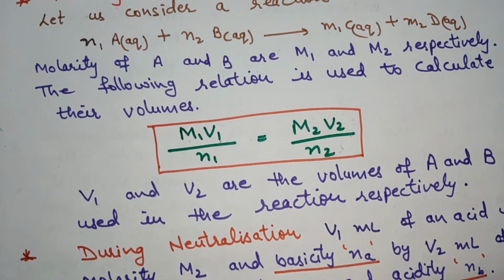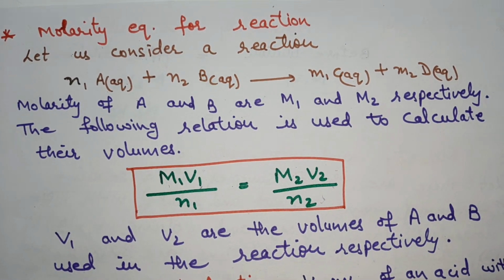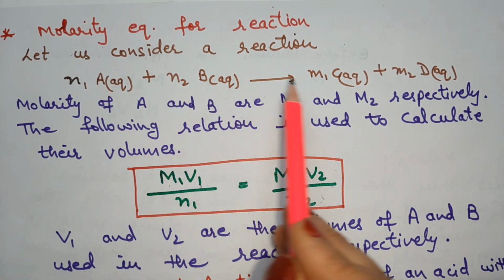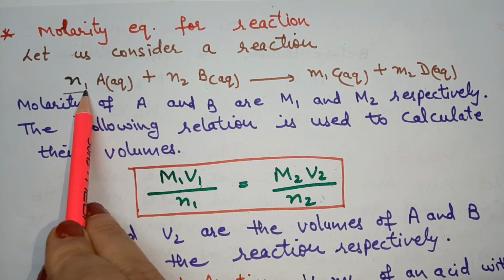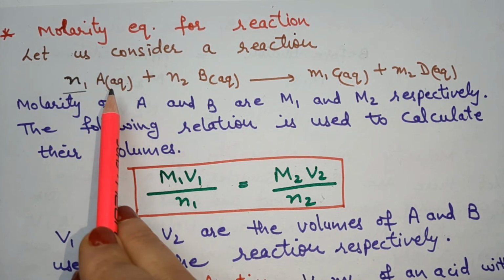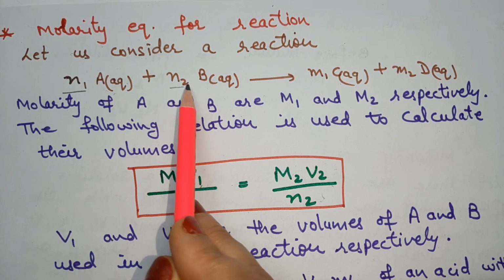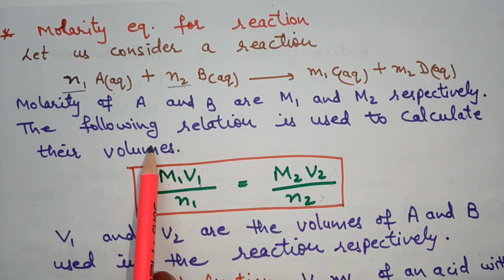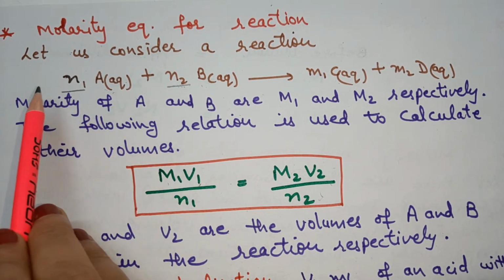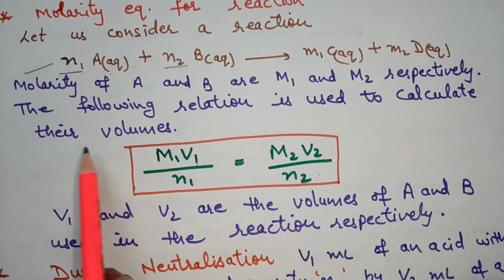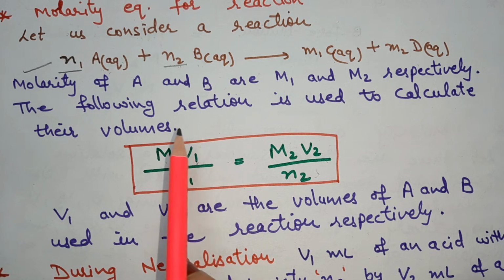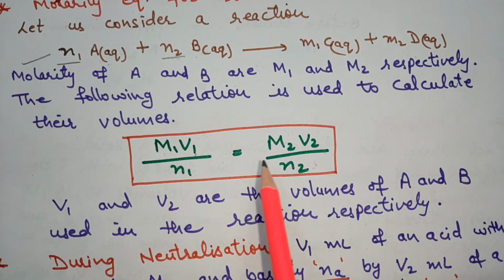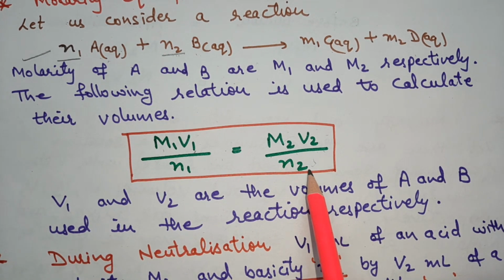Next we have the molarity equation for a reaction. Suppose this is a reaction A plus B gives C plus D. N1 is the number of moles of A which react with N2 moles of substance B to form C and D. Now how can we apply the molarity equation for such reactions, which is used for volumetric analysis or for practical purposes also? It is M1 V1 upon N1 is equal to M2 V2 upon N2.